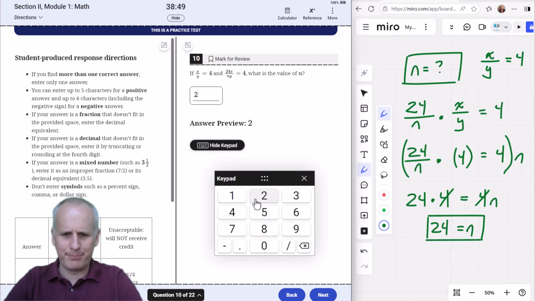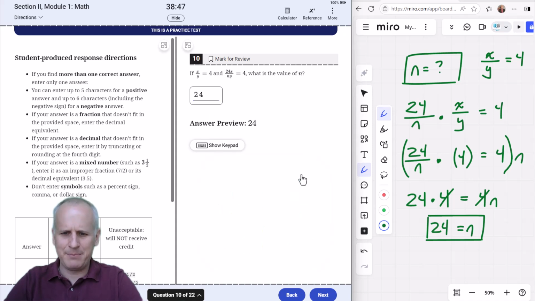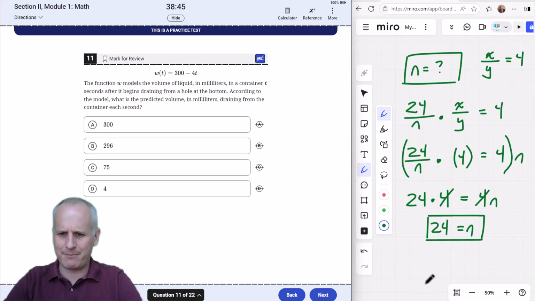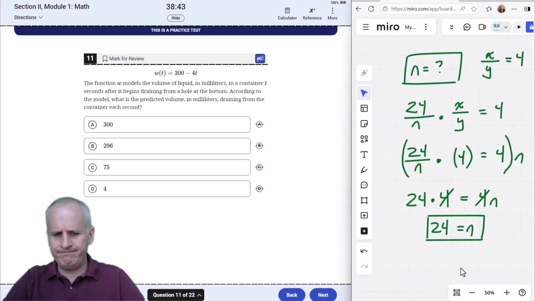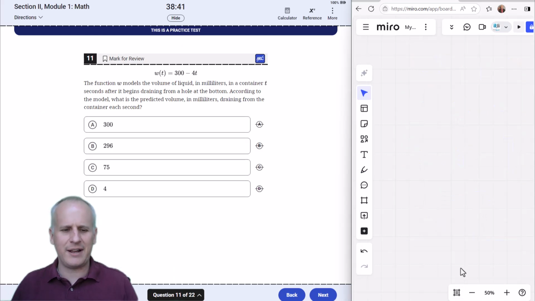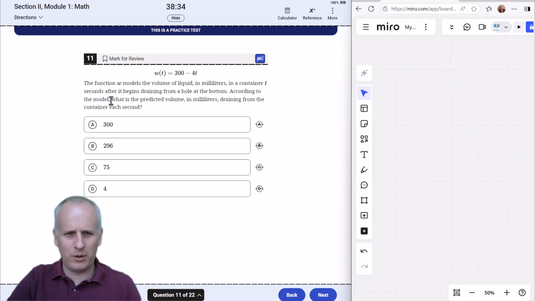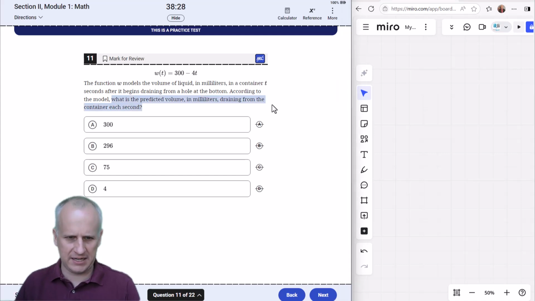Pull up the keypad, put in my 24, close that keypad, and we hit next from that problem. So then, just clearing out the scratch paper that we theoretically would have. Looking at number 11, we're going to skip to the end, figure out what we're being asked for, and it says, according to the model, what is the predicted volume in milliliters draining from the container each second?